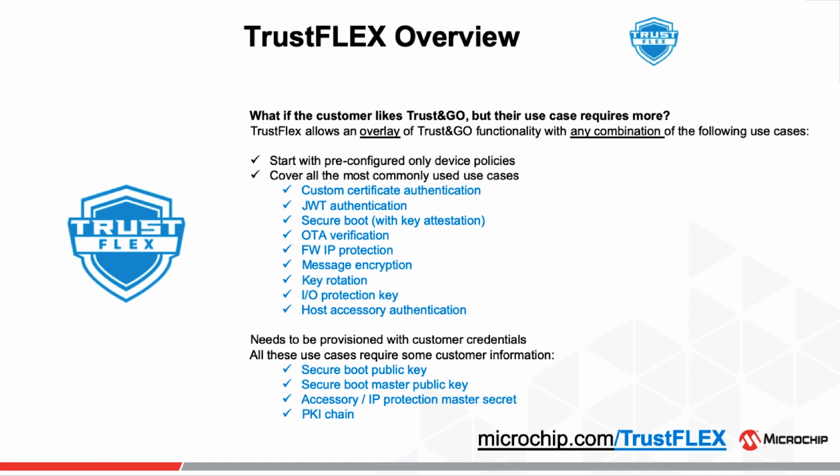And you can also do JSON Web Token authentication. You can do Secure Boot Verification Assist, OTA verification, firmware IP verification protection. So all of those Secure Boot, OTA, and firmware IP protections are really verification of a signature or digest coming from a signed code. That's what it comes down to, really. It depends on when you do it. You could do message encryption, key rotation, IO protection key. So IO protection key is basically a feature that pairs the microcontroller with a secure element in a unique fashion using a shared key mechanism. Or you can also do host accessory authentication to have a controlled accessory strategy for your system. So all those use cases are baked into the TrustFLEX.